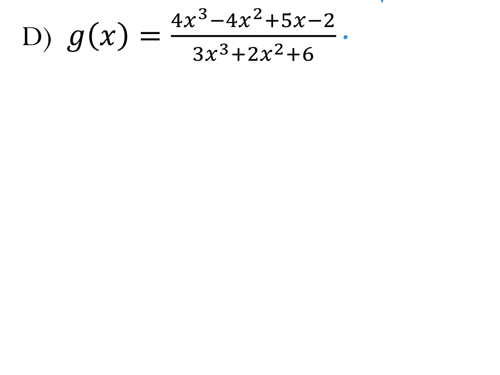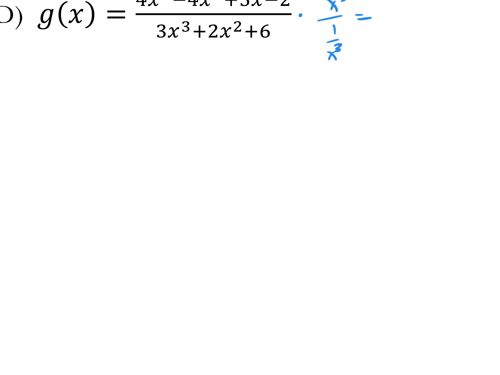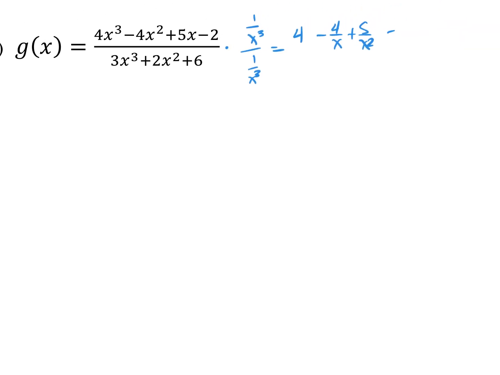For this one, I'm going to multiply by 1 over x cubed. I'm picking the highest degree term. So 4x cubed times 1 over x cubed will just be the 4. Then we'll have minus 4 over x plus 5 over x squared minus 2 over x cubed.